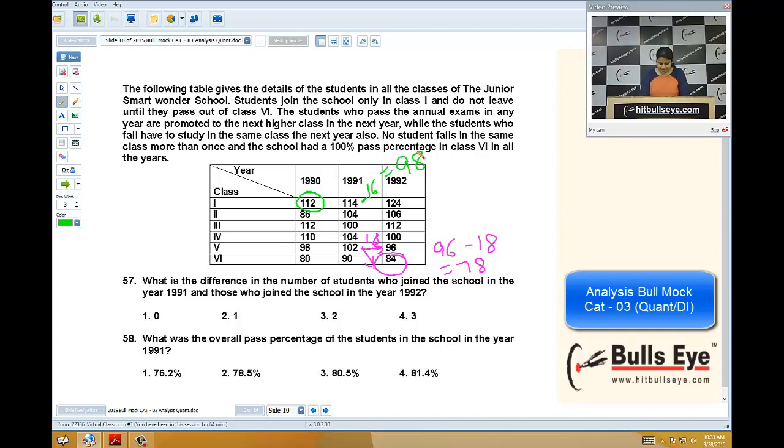Similarly, in 1991, by using the table again, 26 students are failed. From these 114, 26 students are failed. These 26 students will remain in the same class, class first, in 1992. That's why I'm subtracting 26 from this. I'm getting the same answer. What is asked? Difference of these two quantities, that is 0 in this case. Yeah, any problem in this question now? Shivam and Abhishek.